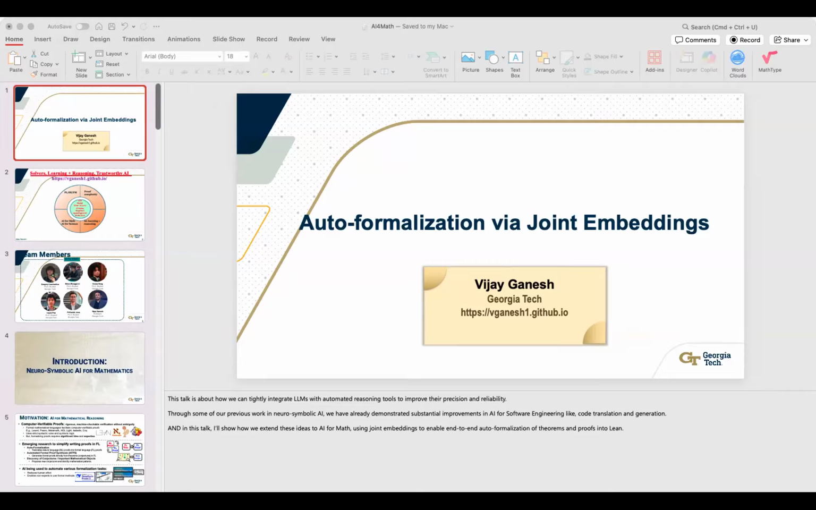So just to add to what Ayush mentioned, I did my PhD in formal methods, primarily aimed at software verification. In that process, I built solvers, SMT solvers, and SAT solvers, and provers. But I also do a lot of work in logic and proof complexity. But this talk will be focused on tool building. Specifically, how joint embeddings can play a role in the context of auto formalization.